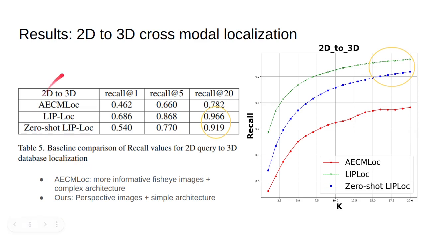In the 2D to 3D setting that you're seeing here, LIP-Loc significantly beats the baseline by 22% for recall at 1, and in the zero-shot setting it beats it by almost 8%. And when we look at recall at 20, accuracy of 97% is typically only observed in same-modal localization scenarios like 2D to 2D or 3D to 3D. Our method nearly reaches this accuracy despite being a cross-modal method, as you can see through these yellow circles in the graph as well as the table here.